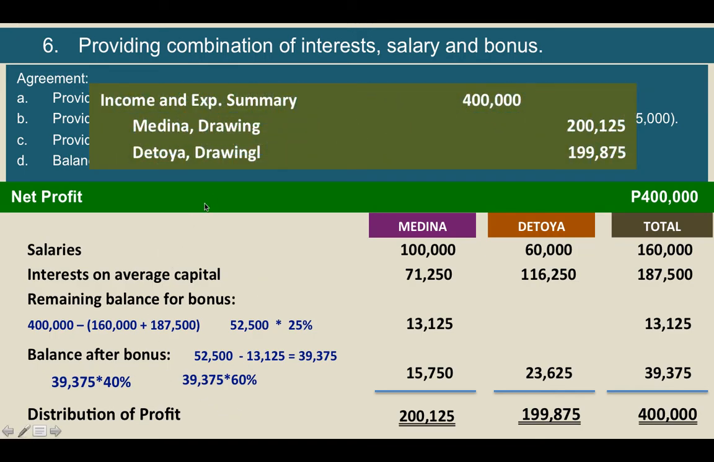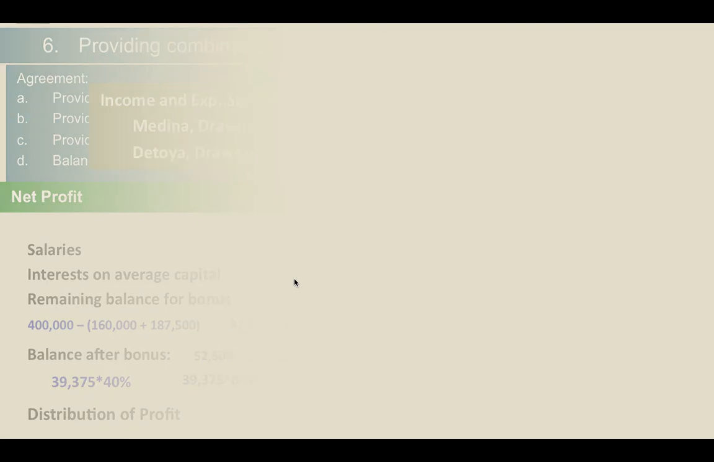Oh, by the way, this is our journal entry. We debit income and expense summary 400,000, credit Medina drawing of 200,125, and Ditoya drawing of 199,875. Okay? And now, class, let us discuss the preparation of statement of changes in partners' equity.